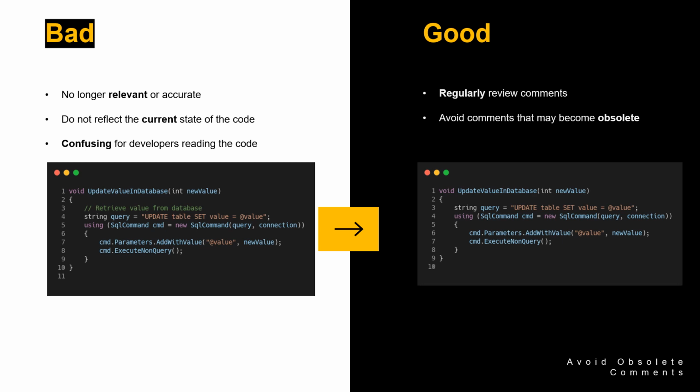Here is an example of how to rewrite the code to avoid the need for an obsolete comment and follow the principles of clean code. In this revised version of the code, the function updates the value in the database in a single line of code. There is no need for a comment, as the function name and code are clear and easy to understand on their own. By writing clean and concise code, you can avoid the need for comments and follow the principles of clean code.